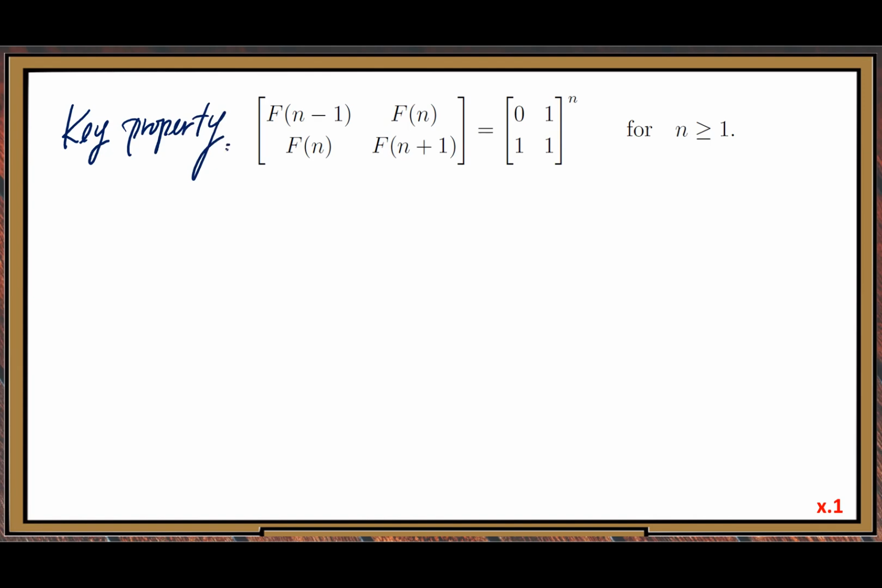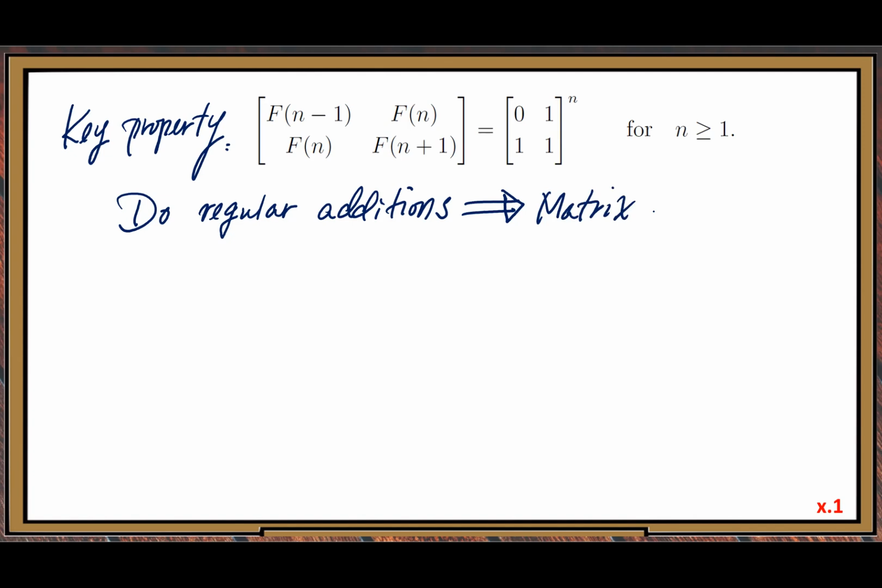And this property, we know matrix multiplication is more complicated than the regular multiplication, right? It's quite different from the regular multiplication, more complicated. Because to calculate Fibonacci numbers directly, we do regular additions, right? We do not do multiplications. We just do additions. Here it looks like with this new property, we convert regular additions to matrix multiplication operations.